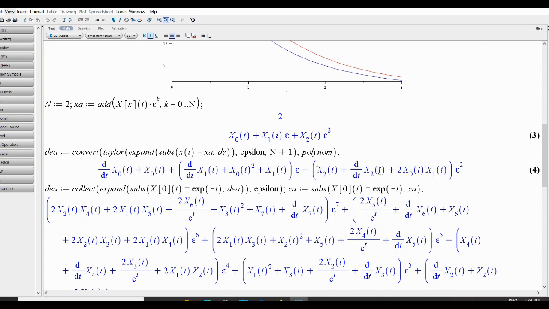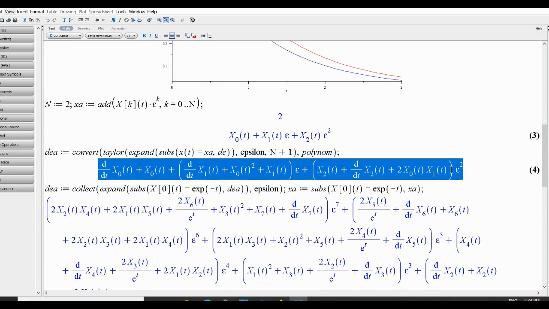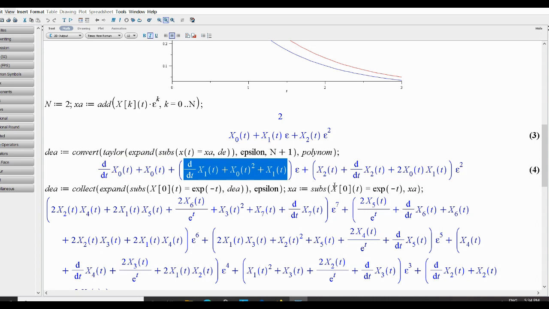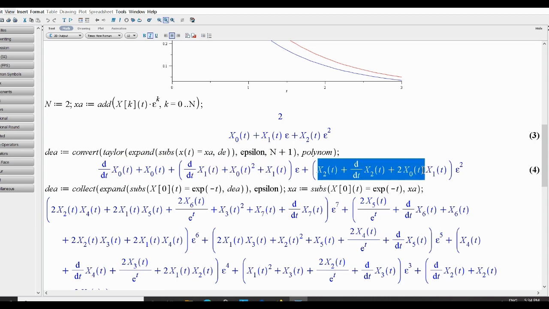Okay, so each of these now, for this to be 0 for all values of epsilon regardless of t, what we need is that this thing has to be 0, the coefficient of epsilon to the power 0, the coefficient of epsilon to the power 1 has to be 0, the coefficient of epsilon to the power 2 has to be 0. This is how we have done the polynomial example in the previous lecture, and we will do the same here.